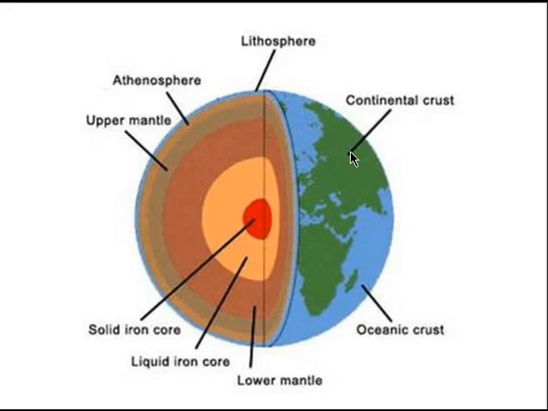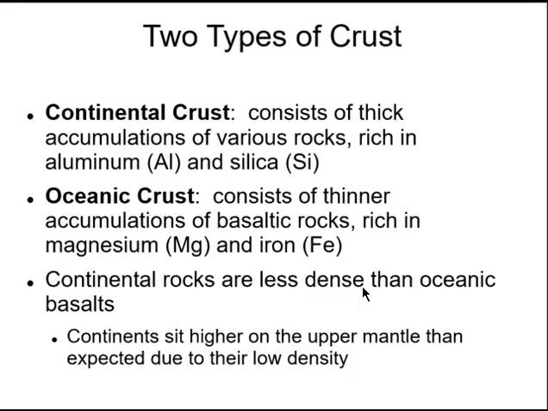There's crust that makes up our continents, and we call that continental crust, and there is also crust that makes up the ocean, and that is called oceanic crust. After you watch this video, I would like you to watch the video that discusses the different types of rocks, because that gives you a good idea of plate tectonics and will help you as you go along. Okay, so again, there are two types of crust. Continental crust consists of mostly aluminum and silica, whereas oceanic crust consists of magnesium and iron.